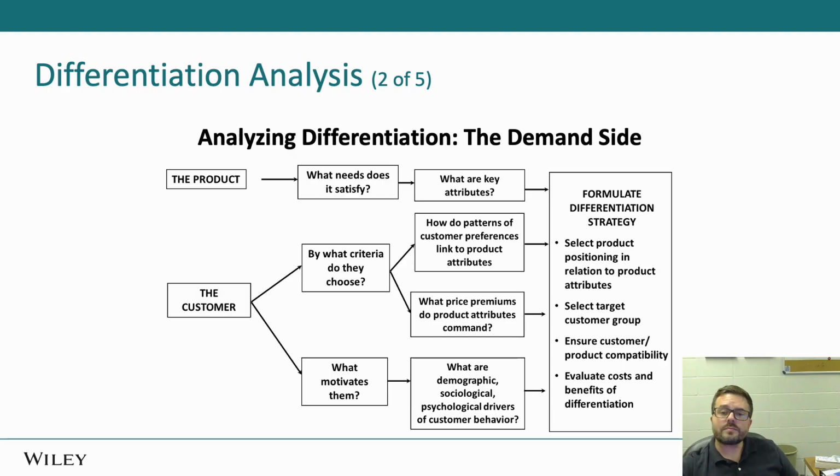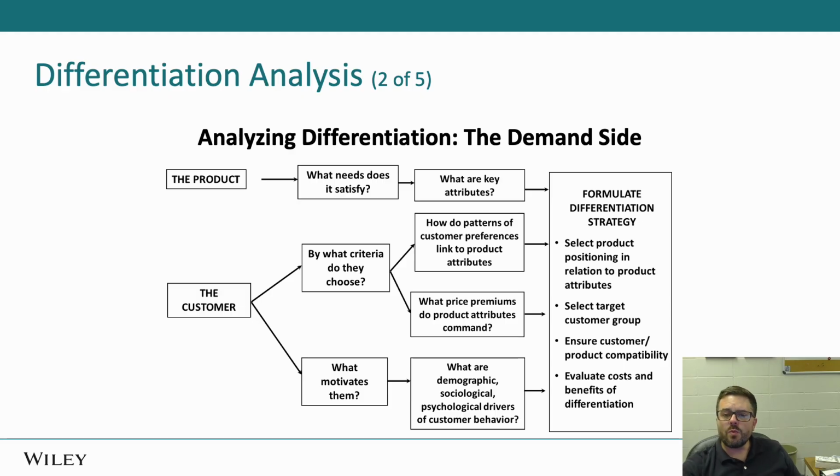And when you've decided, okay, what do customers want and what are these decision criteria? First of all, how do their preferences link to those attributes? There's no point putting a very expensive graphics processing card in a computer for someone who's not a gamer or who isn't doing video editing. They're just not going to use it.